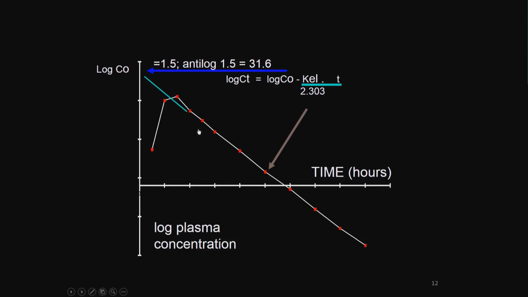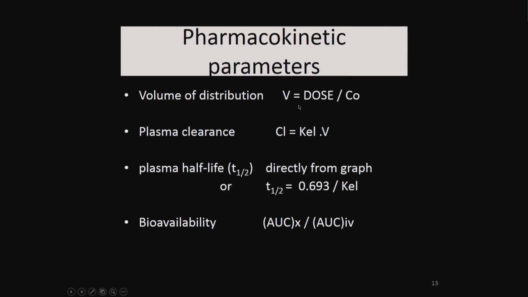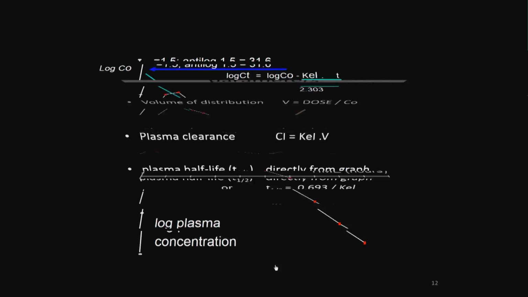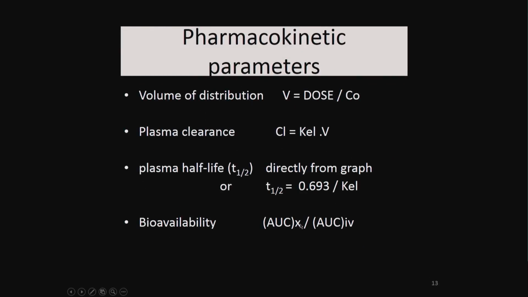So, we extend this and then from there take anti-log, we get C naught, this slope will give you k elimination, volume of distribution is dose by C naught, plasma clearance is Cl is equal to k elimination multiplied by volume, which you get from here, T half plasma half life is 0.693 by k elimination. If you have this similar graph when it is given in IV form, bioavailability is area under the curve in oral divided by area under the curve in IV form.